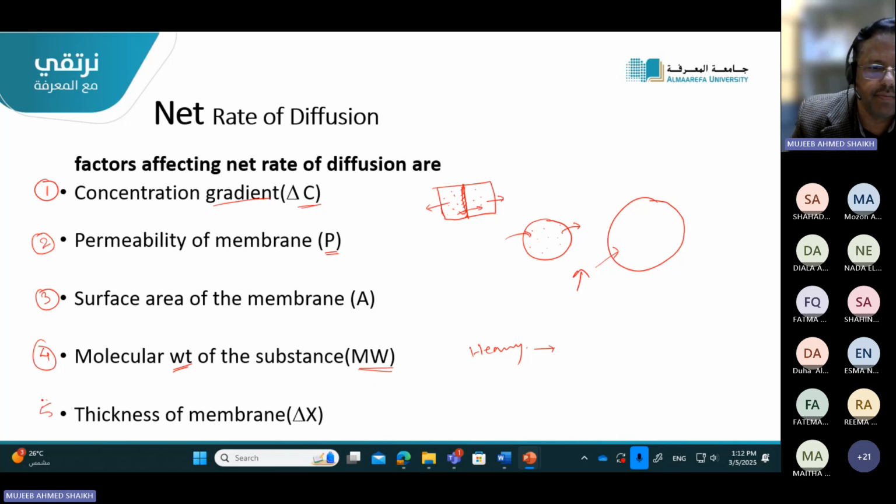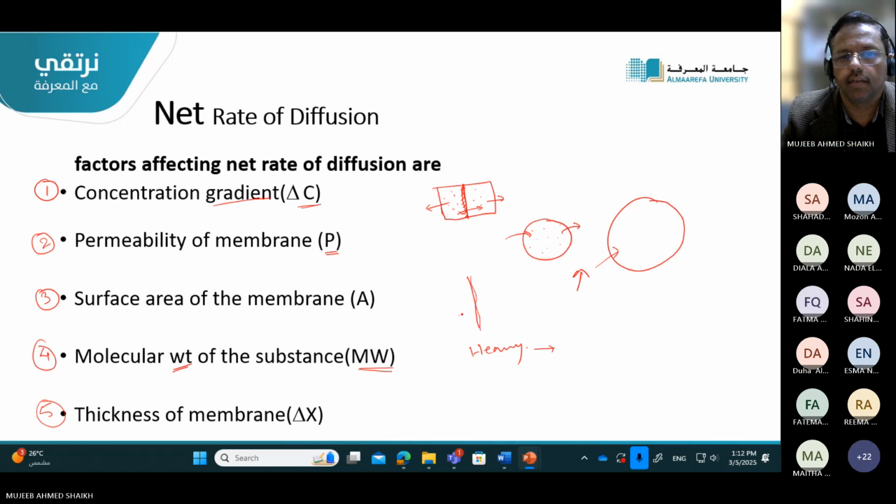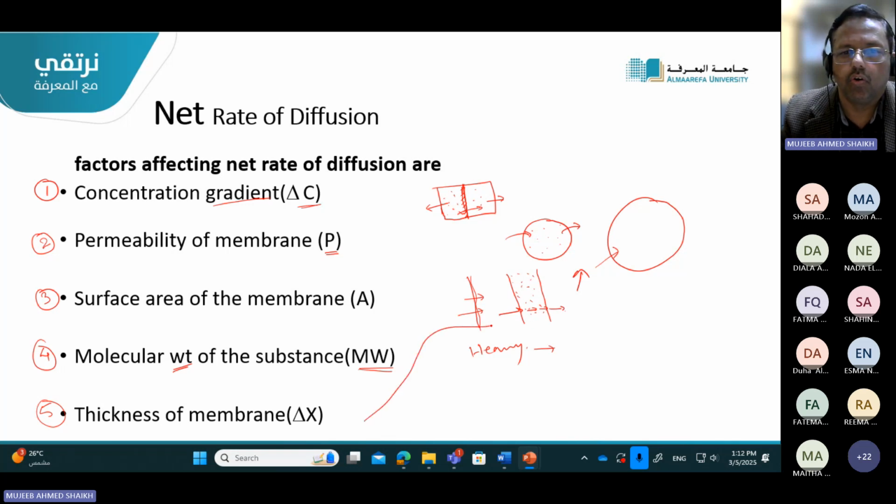Now fifth factor is thickness of the membrane. I told you the surface area, I told you the permeability. Now if the membrane is just like this much size or this much thickness, so movement will be easier. If the same membrane becomes thick because of edema, if there is a collection of fluid occurred in this membrane, it will take long time for the particle to move. So the thickness of the membrane will also decide the rate of diffusion of any substance. So these are the five factors.